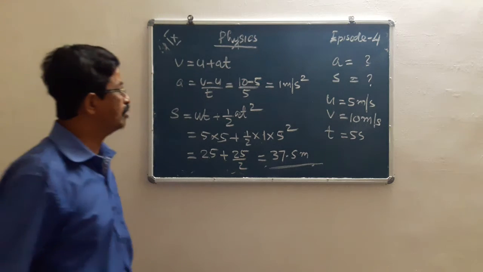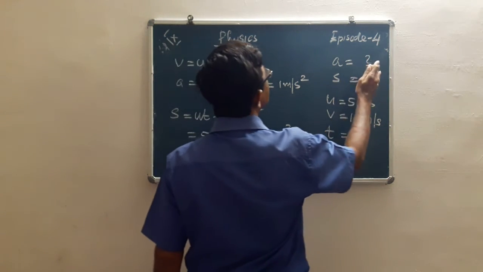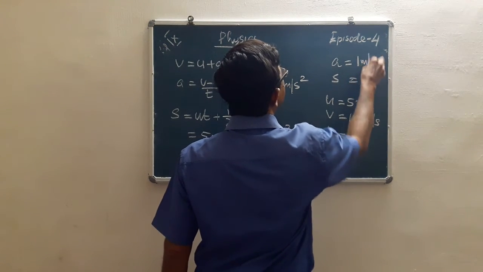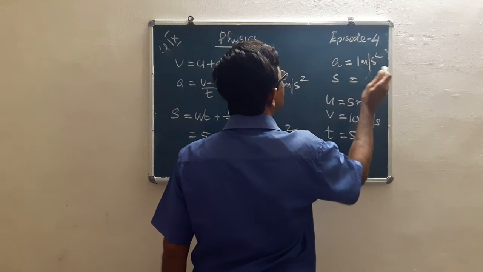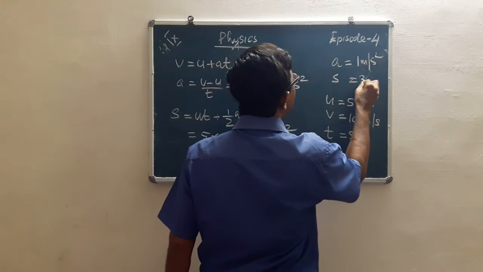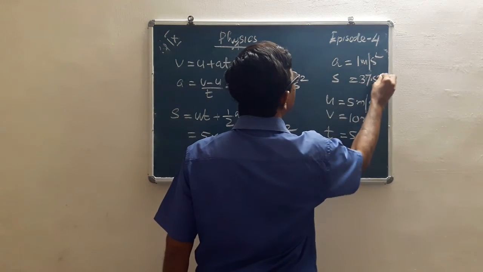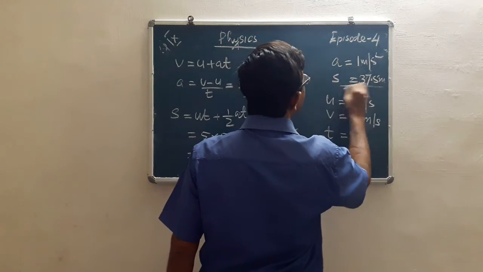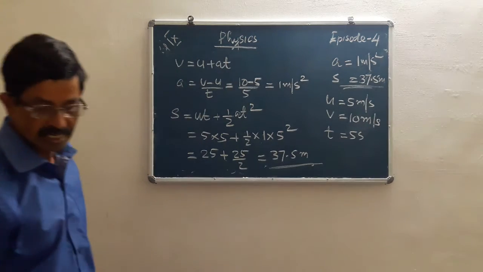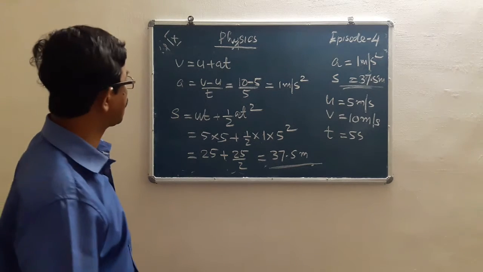So we got the two answers. Acceleration is 1 meter per second square, and the distance traveled by the car is 37.5 meter. This is the distance traveled by the car within that 5 seconds.